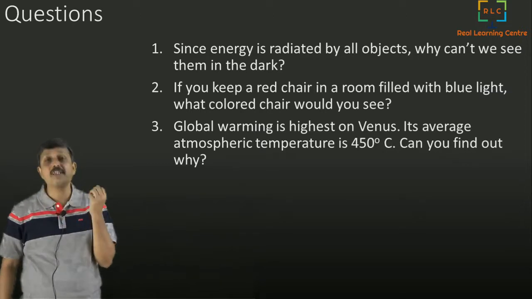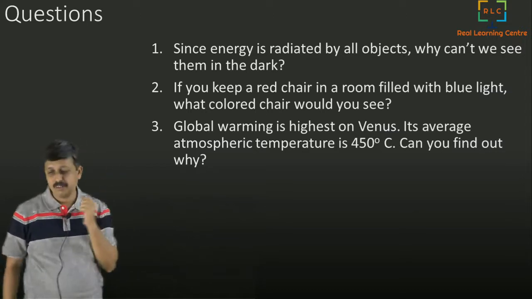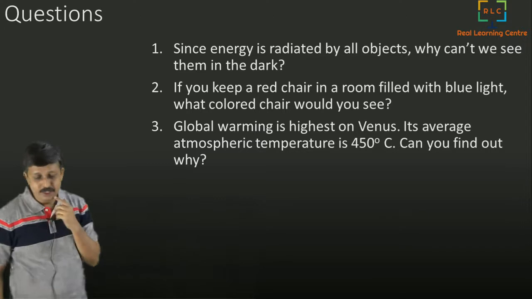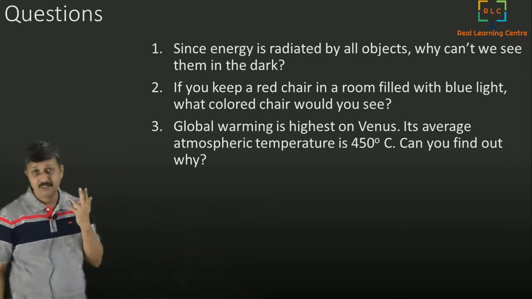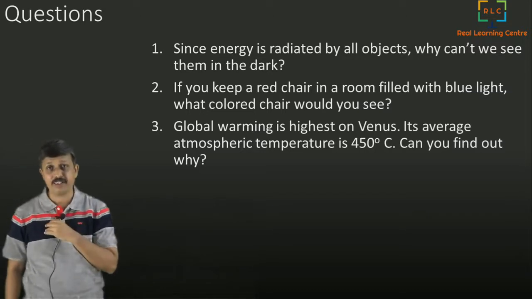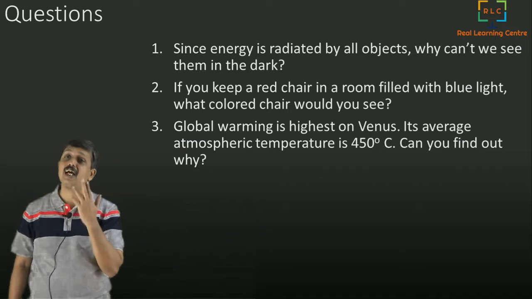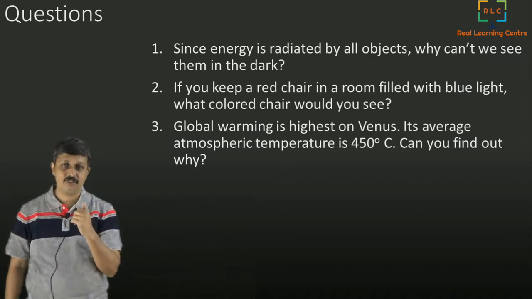So global warming is actually highest on Venus. On planet Venus, global warming is highest. Its average temperature is 450 degrees centigrade. We are like 25 degrees centigrade, that's what we are looking at. There it is 450 degrees centigrade. And can you find out why? Why is there such a high global warming on Venus?